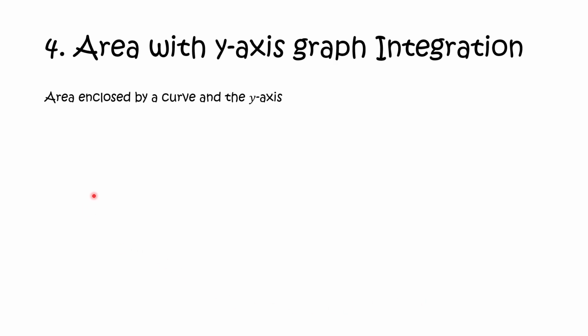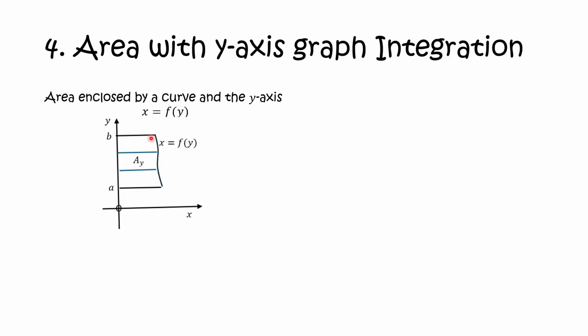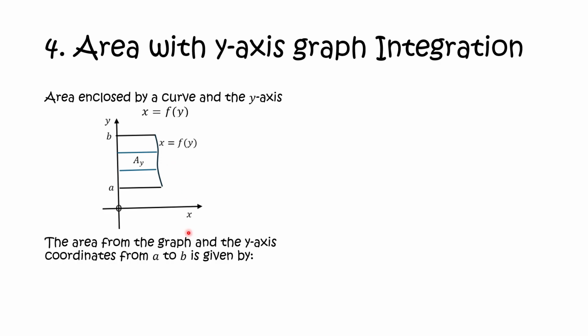So we have another scenario in which we have the area enclosed by a curve and the y-axis. Remember, in the previous sections, we were looking at the area enclosed by a curve and the x-axis, whether it was below or above the x-axis. In this section, we are dealing with the curve and the y-axis. So if we're given x equals f of y, we would have that particular graph. Let's use A_Y for the area so that we do not confuse it with the ones that we were dealing with in the previous sections.